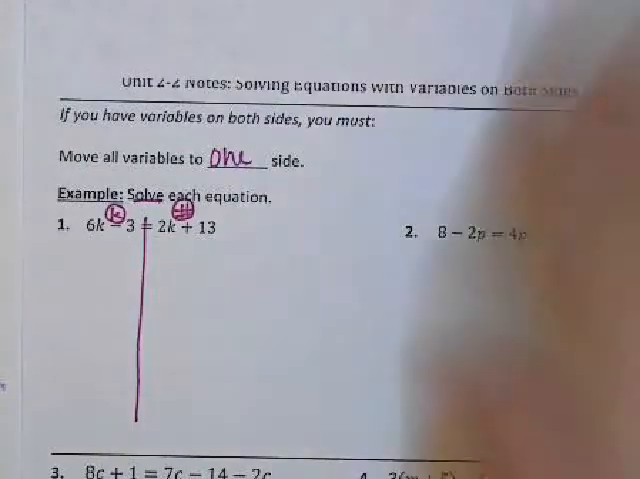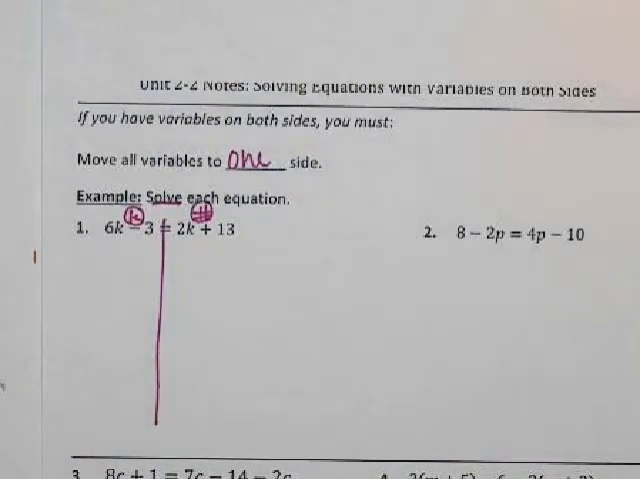Zoom in just a little bit more. Okay, so start with your k's. Which k is on the incorrect side? The 2k. Is k a number? No, so it's on the wrong side. I've got to move the 2k to the other side.